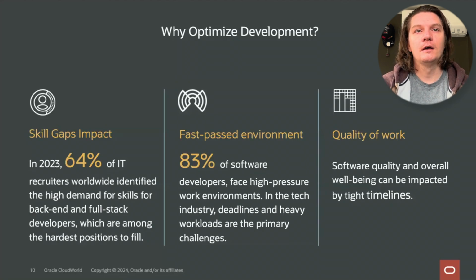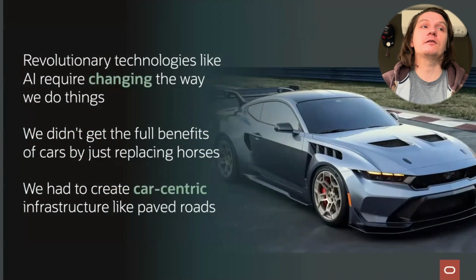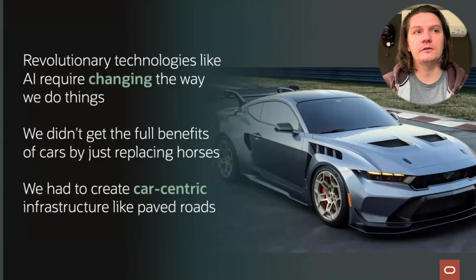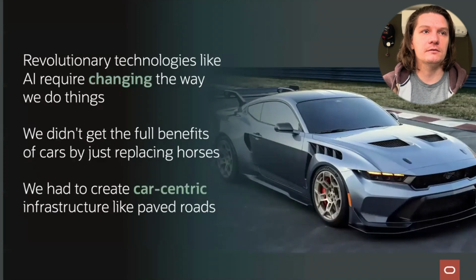So that's essentially the macro factors of what we're seeing and what we're trying to take into consideration when we build this product out. Revolutionary technologies like AI also require a little bit of change in the way we do things, because we didn't get the full benefit of cars by replacing horses, right?